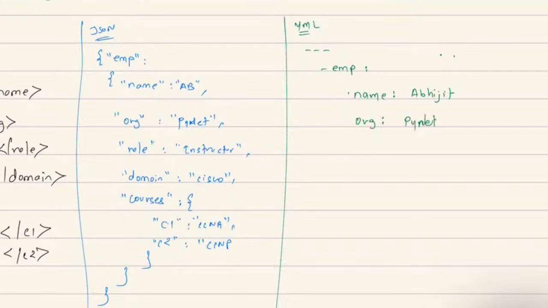Then you will come to the next line, you will specify organization is PyNet, then you will specify a role is instructor, you will specify domain is going to be CISCO, and then you have courses there. Because you have multiple values in courses, you will just create hyphens there. You will say CCNA is one course and CCNP is another course. Once you're done, use triple period sign to close the file.